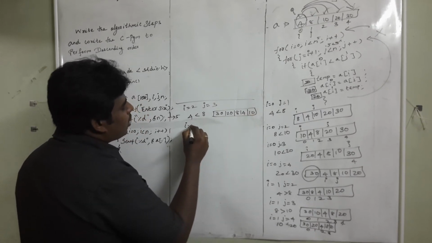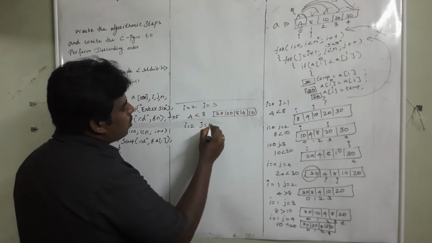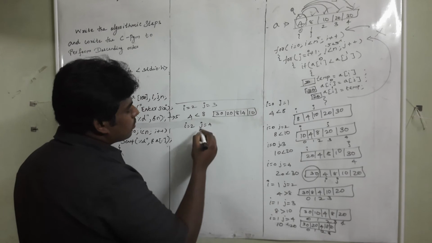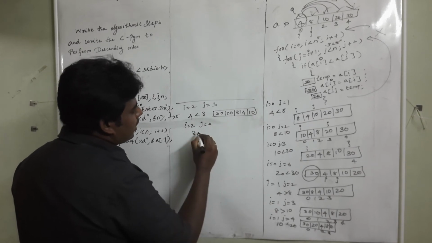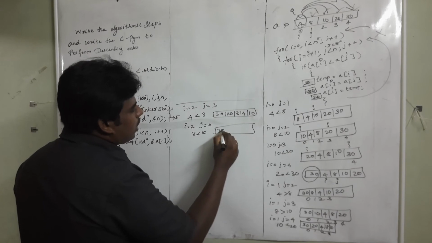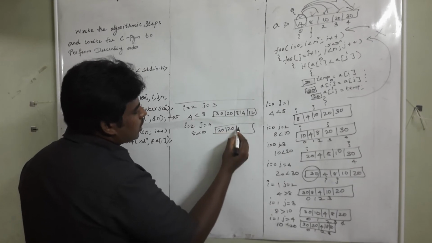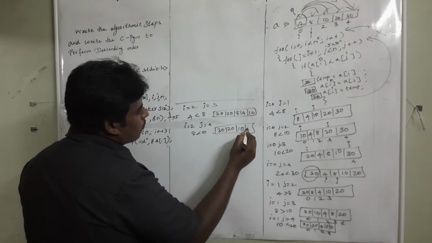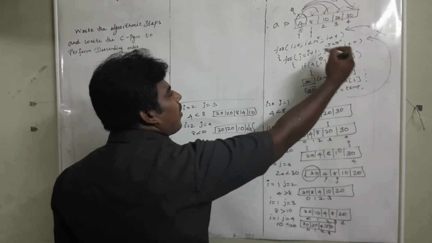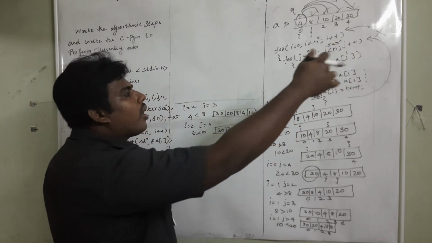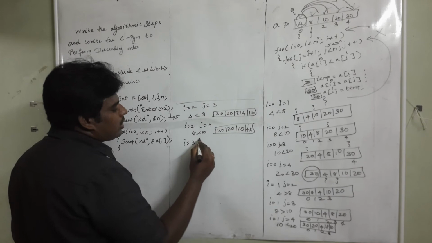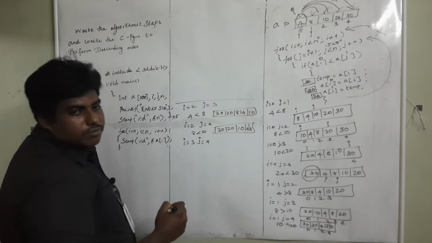Now again i value equal to 2, j equal to 4. So we are comparing 8 less than 10. Condition is true. You will get 30, 20, 10, 4, 8. Now again j is 5. So the inner loop is false. So it will go to the outer loop. So now i equal to 3 and j equal to 4.